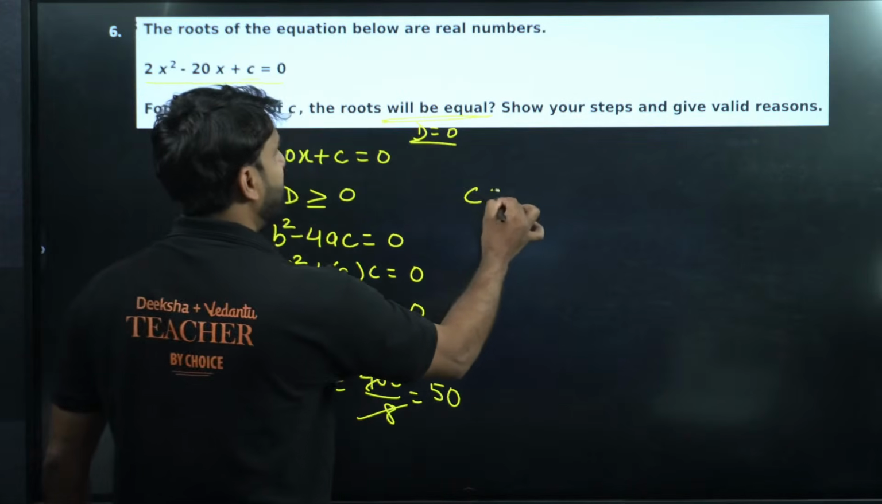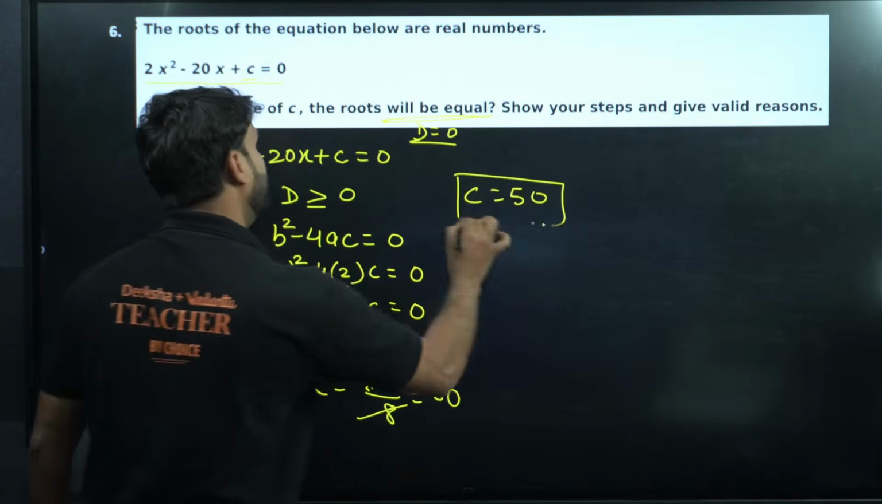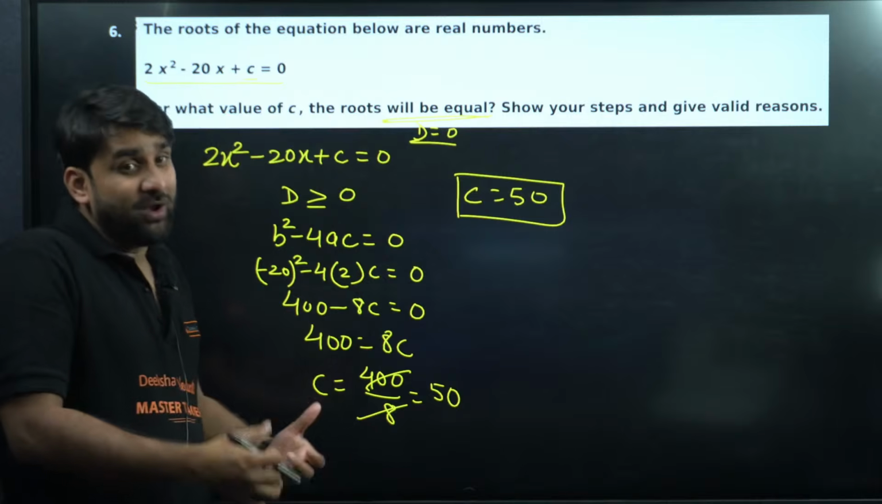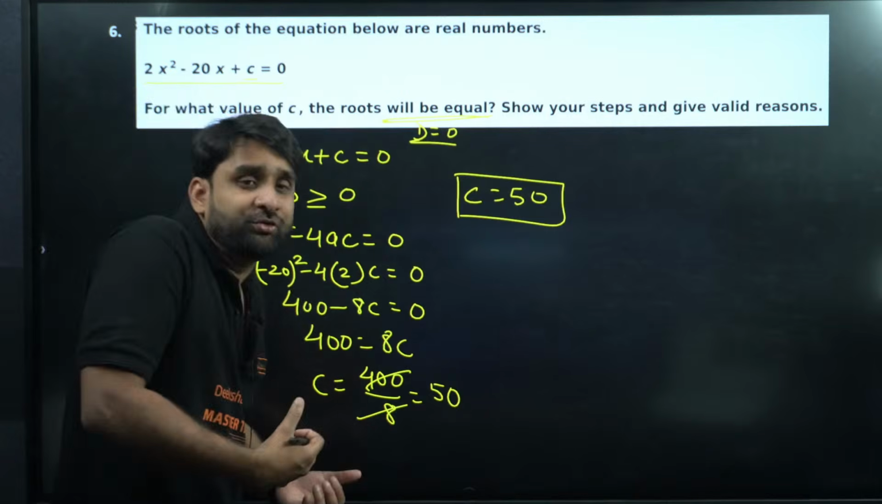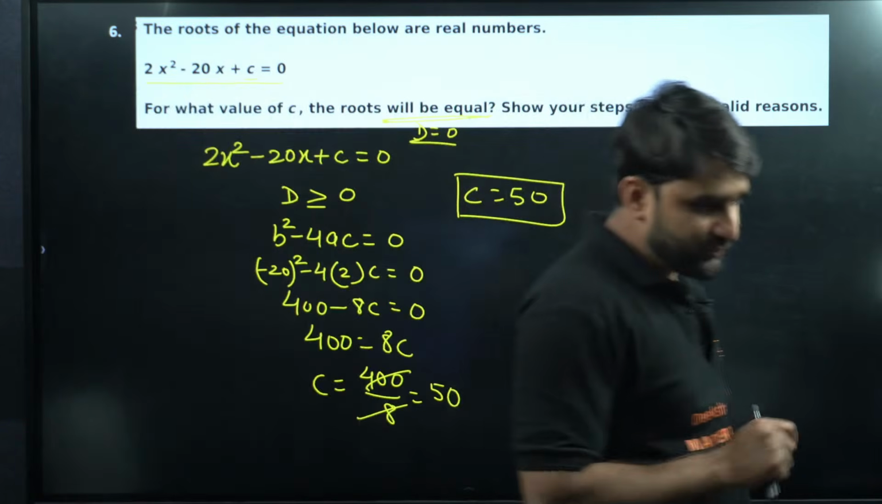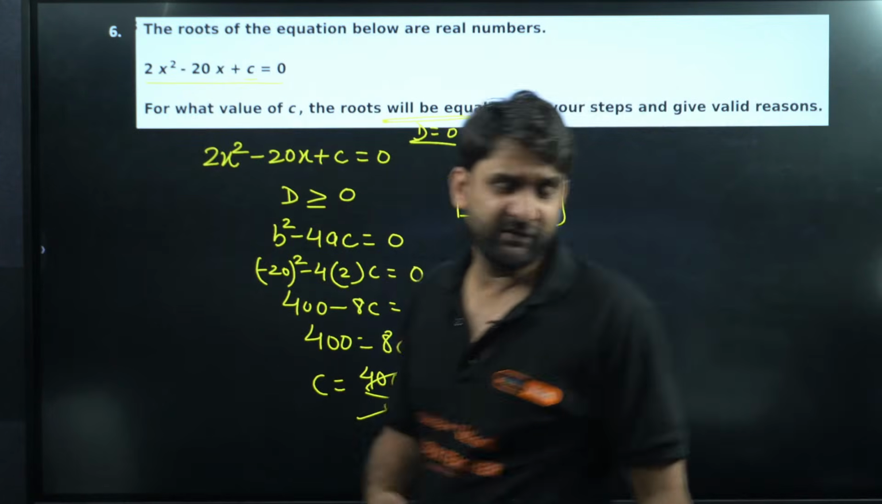So c must be equal to 50 if you want the roots of the quadratic equation to be equal. To make equal roots, c must be 50. Then only this equation will give you equal roots. Yes, everyone, clear to all?